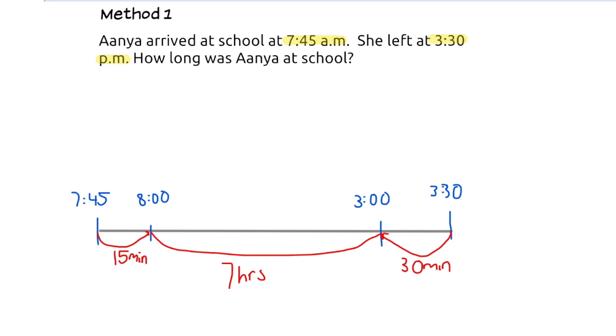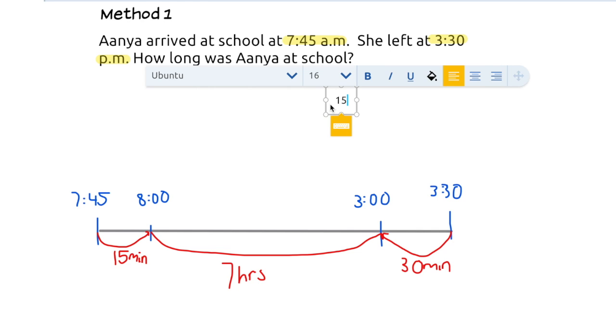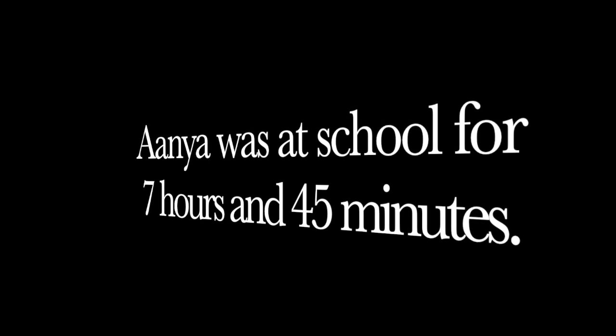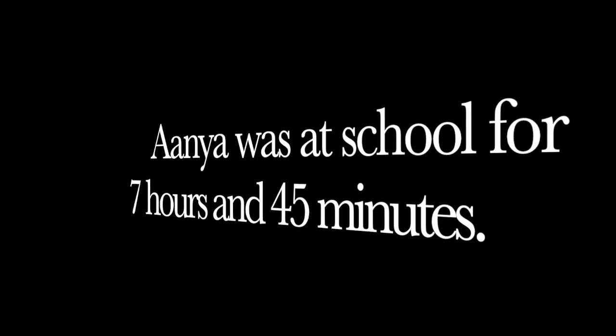So now we have all the information we need to figure out the elapsed time. All I need to do now is add 15 minutes, 7 hours and 30 minutes together, and I will get my total elapsed time. So I'm going to add up the minutes first. So I'm going to go 15 minutes plus 30 minutes, which equals 45 minutes. And then I'm going to add on the 7 hours. So it's going to be 7 hours and 45 minutes. Anya was at school for 7 hours and 45 minutes.